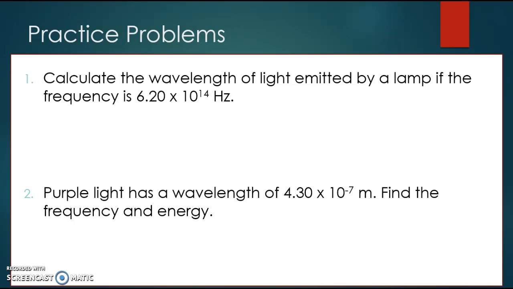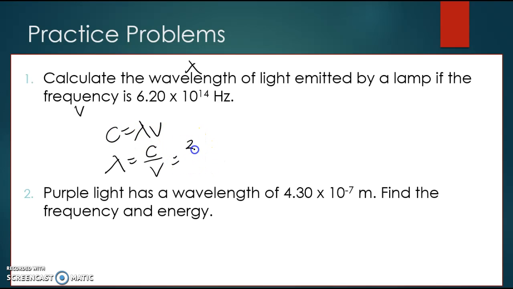Okay, so we need to find wavelength, which is this guy. We have the frequency, which is v, and that's given to us here. So we're going to use the c equals lambda v equation, and we need to solve for the lambda. So that means lambda is c over v if I just divide both sides by v there.